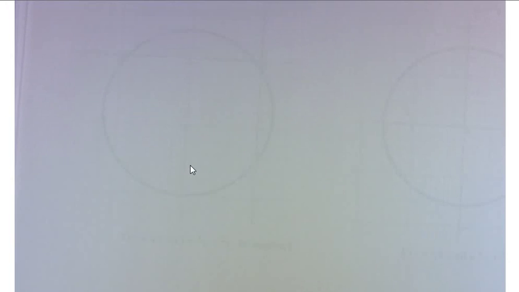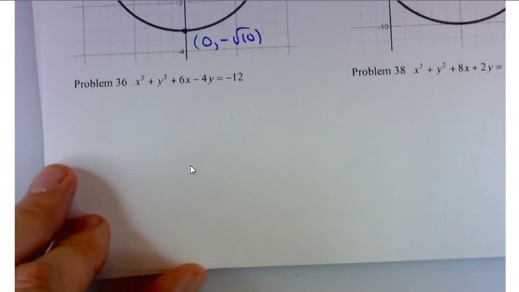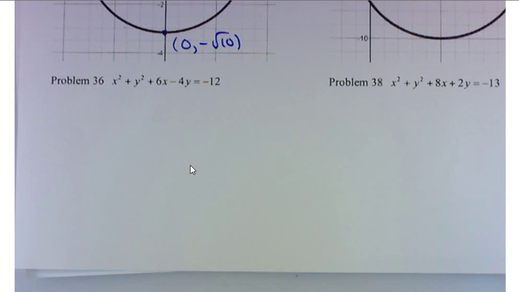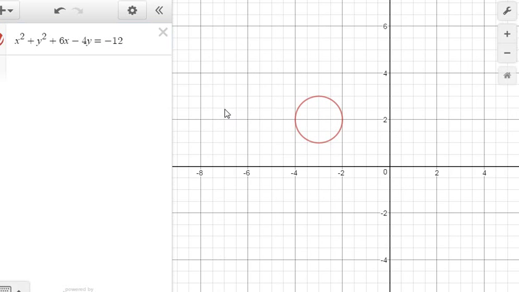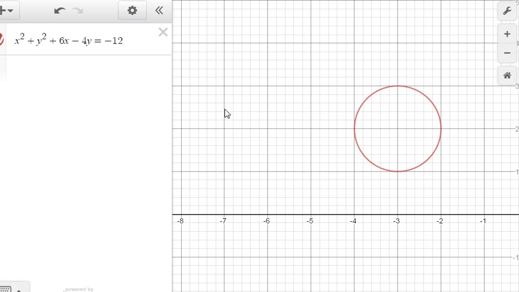So there's one last thing that we need to cover, and it's problems like 36 and 38. If you were to graph problem 36, you'd actually see a circle. Does it look like a circle as it stands there? Let's check it out on decimals. X squared plus y squared plus 6x minus 4y equals negative 12. All right, so itty bitty circle, right? Center at negative 3 and 2.